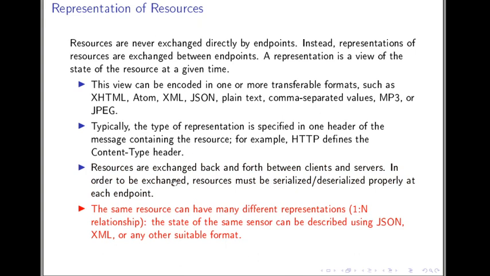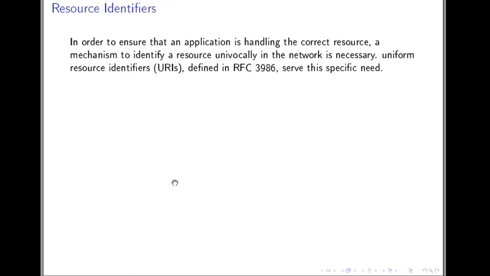So as I have told, a resource is something that has a unique identity, but this resource can have multiple representations. It can be sent to the client using JSON format, it can be sent to the client using XML or HTML format. So the first one was the representation.